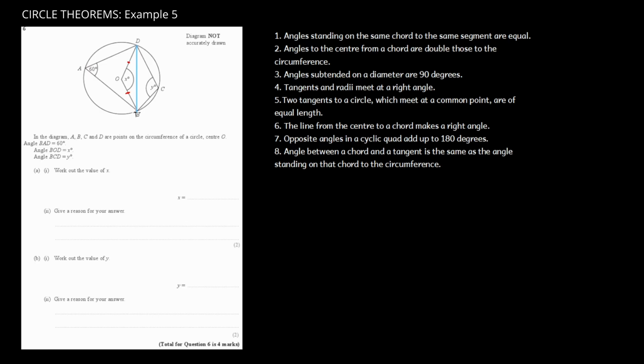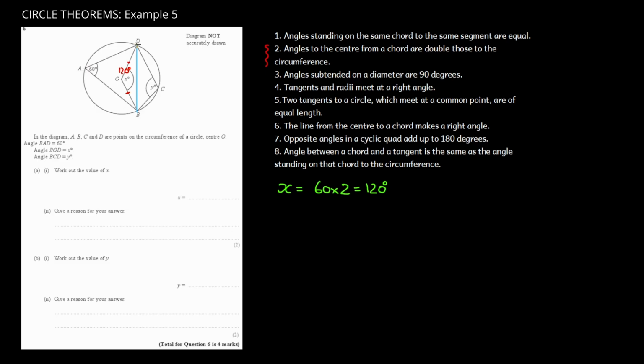Well, now we've got this chord BD in, you can see that an angle is subtended to the center and an angle is also subtended to the circumference. And Theorem 2 states that the angle to the center is double that of the angle to the circumference. So we can very quickly say that x must equal 60 degrees multiplied by 2, which is equal to 120 degrees. So we can pop that on here as x being 120. And the reason for it, well, you must just quote Theorem 2.